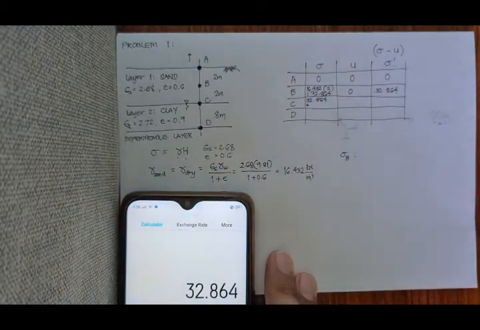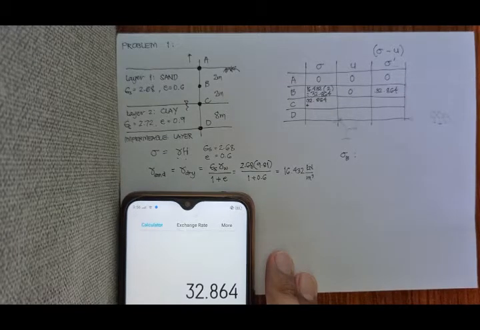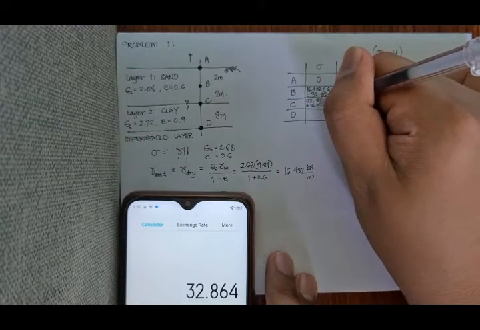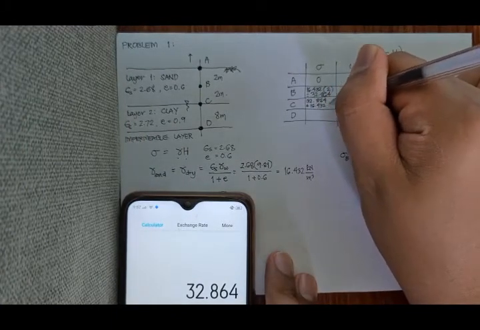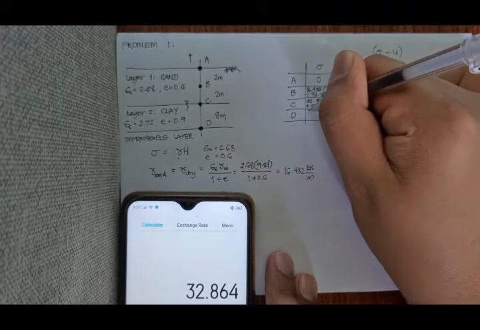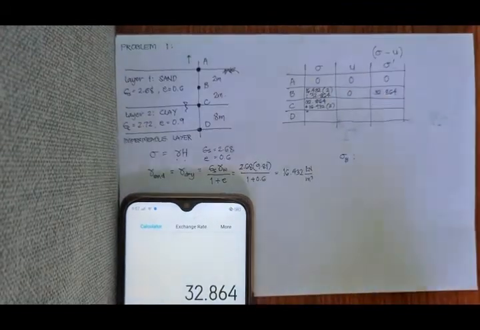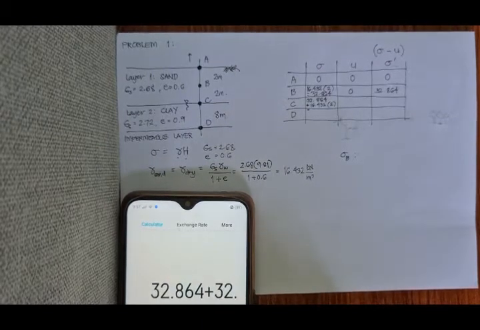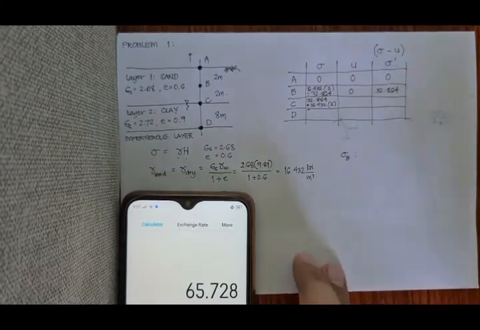Ano ngayon yung kailangan natin i-add? I-add natin sa point C ngayon is yung effect ng 2 meters ulit. So, meron tayong 16.432 multiplied by 2 or equal to ilan ngayon? So, plus 32.864 ulit, meron tayong 65.728.